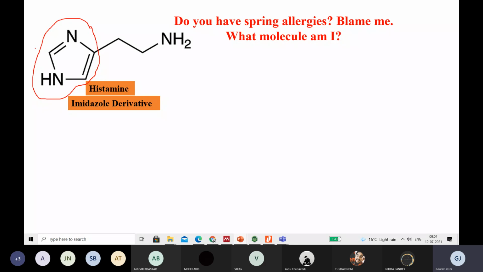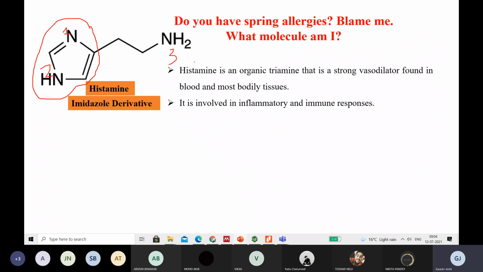And here we have three amine groups. One, right? This is one group, this is the second, and this is the third one. So basically it's a type of triamine molecule, it will be called a triamine, right? So scientifically, histamine is an organic triamine, that is a strong vasodilator found in the blood and mostly in bodily tissues, right?